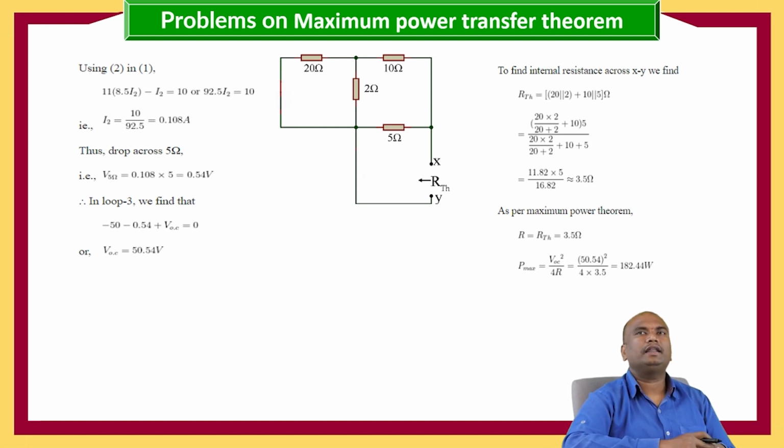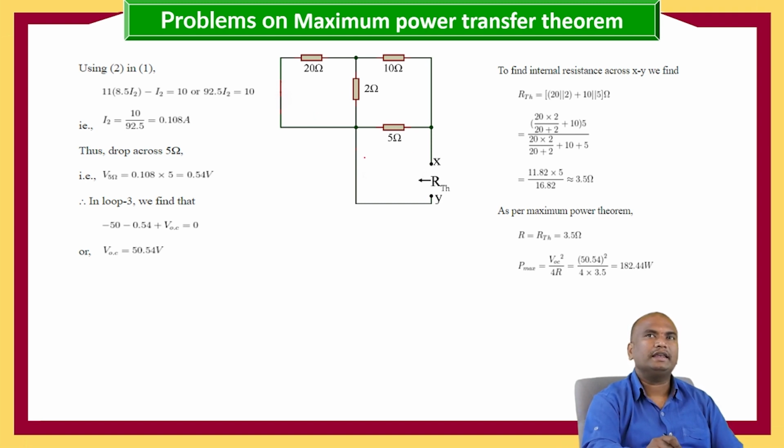Now we need to calculate RTH. For calculating RTH, all the sources will be replaced with short circuit. So after replacing, our circuit will be like this. Now we can see this 20 ohms and 2 ohms are connected in parallel, and that combination is in series with 10 ohms, and this total combination is in parallel with the 5 ohms. So 20 into 2 by 20 plus 2 plus 10, which is in parallel with 5, divided by 20 into 2 by 20 plus 2 plus 10 plus 5, which is equal to 11.82 into 5 by 16.82, which is approximately equal to 3.5 ohms.